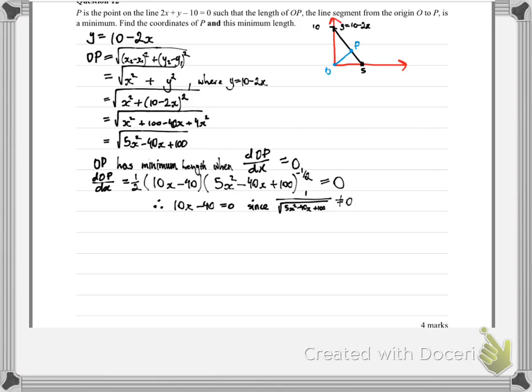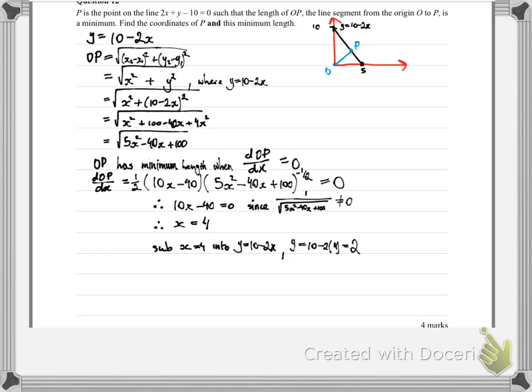Now, if that is equal to 0, then only one possibility, it's the 10x minus 40 has to equal 0. It's because this part here to the power of negative a half, it's a square root in the denominator. Well, that can never equal 0, because if the denominator is equal to 0, then it's undefined overall. And that's not good. So it has to be this that is equal to 0. And from that we get x equals 4.